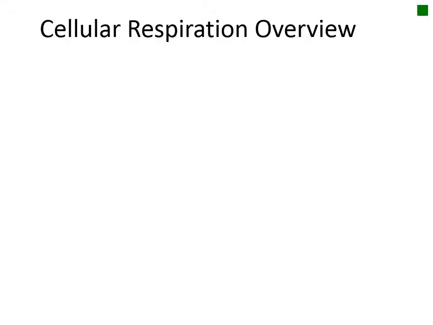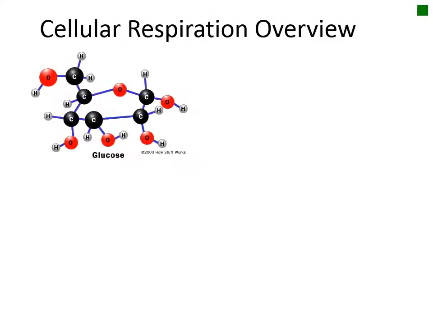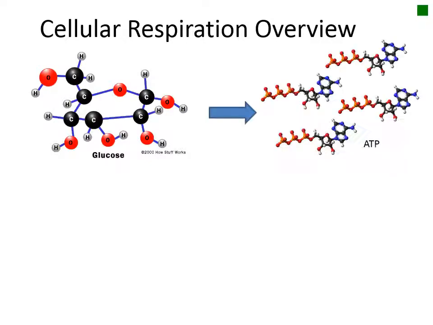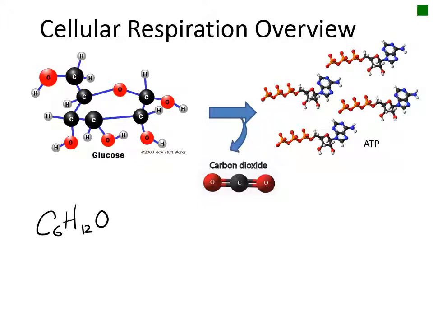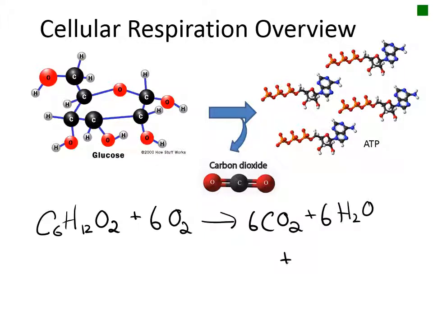The overall process of cellular respiration converts the potential energy stored in the chemical bonds of carbohydrates, such as glucose, to potential energy stored in ATP. By doing this, the carbohydrate is oxidized to carbon dioxide. The overall chemical formula for cellular respiration is glucose, which is C6H12O6, plus 6 oxygen yields 6 molecules of carbon dioxide plus 6 molecules of H2O plus 32 molecules of ATP.